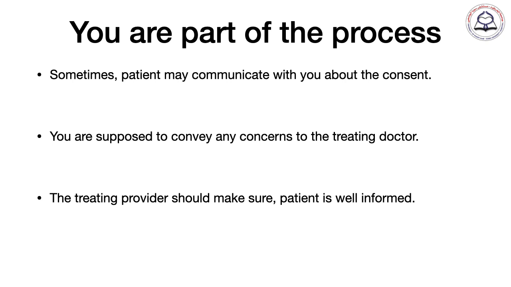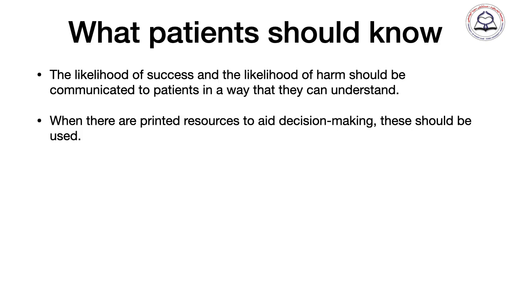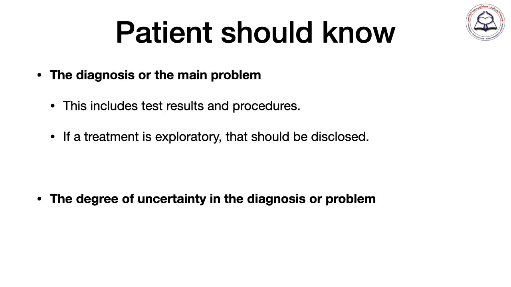The person doing the procedure or treatment should ensure that the patient fully understands the nature of the treatment or the procedure and has been fully informed about associated risks and benefits. The likelihood of success and the likelihood of harm should be communicated to the patient in a way that can be understood. When there are printed resources to aid decision making, these should be used. The patient should also know the diagnosis or the main problem. This includes test results and procedures.